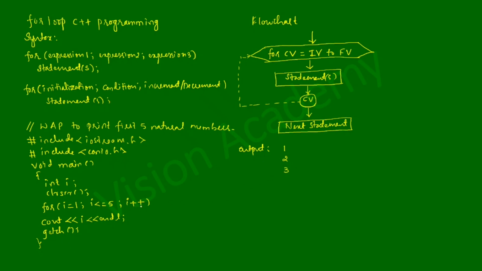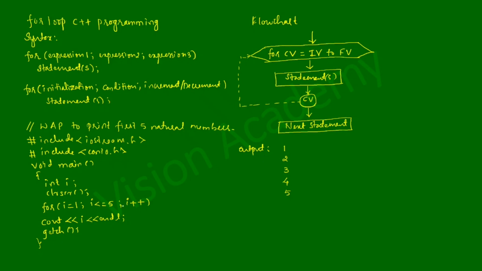Again, it increments the value of I by 1. Earlier it was 3. Now it will become 4. So 4 is less than or equal to 5. Yes, it is true. Once again, the value of I, that is 4, will be printed. Again, it increments the value of I by 1. Now it will become 5. 5 is less than or equal to 5. Yes, condition is true. So here, cout statement 5 will be printed.